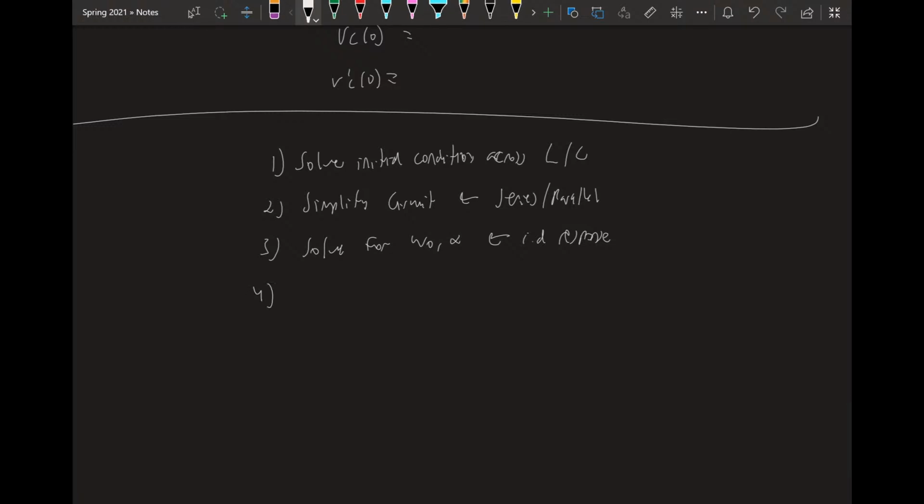You're going to use the equation for the response. Solve for S1, S2, put that in, and then you have an equation where the only things you don't know are the constants, and then you're going to solve for those using initial conditions, and then you will have a full answer.